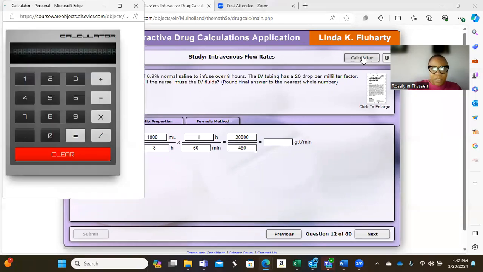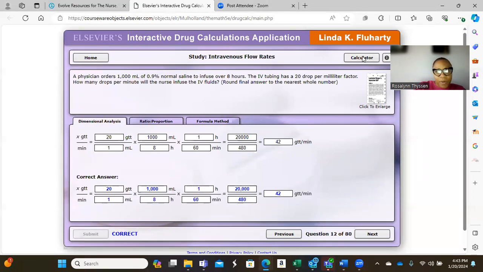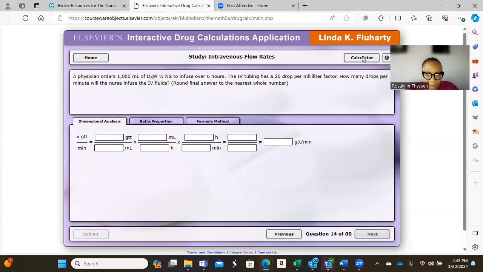And then 20,000 divided by 480. That's 41 points, and so on. We're going to round to the nearest whole number, so that should be 42 drops per minute. Okay. All right. So let's see if there's any other ones in here that we should go over.